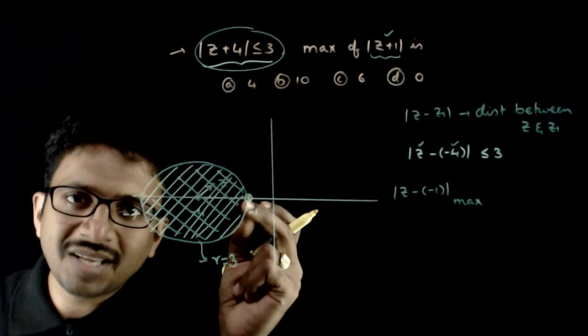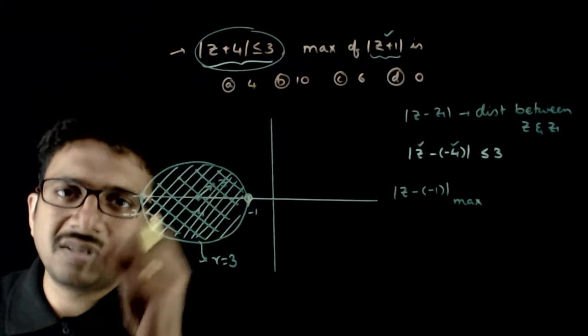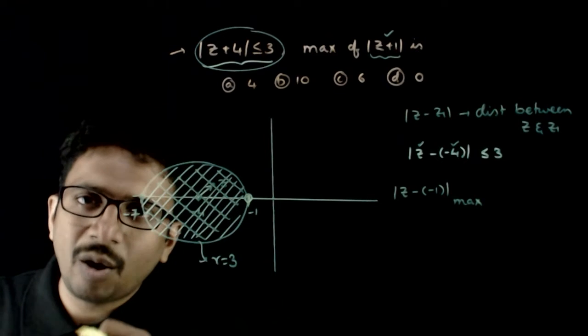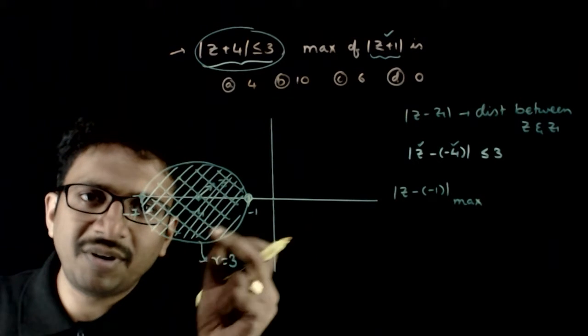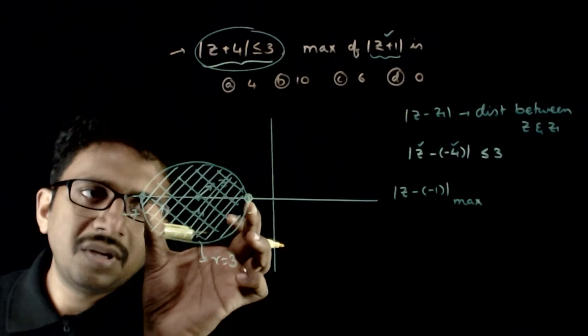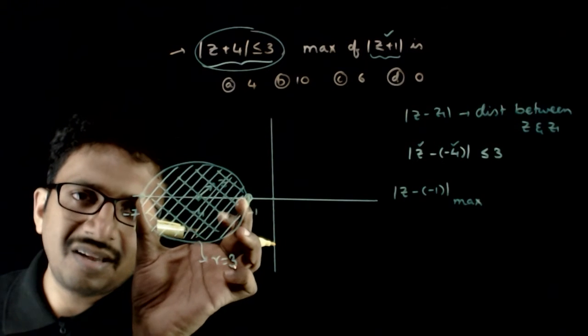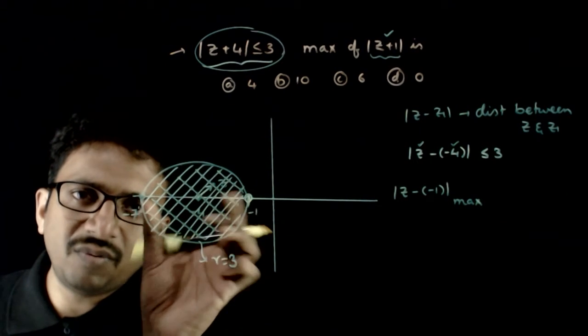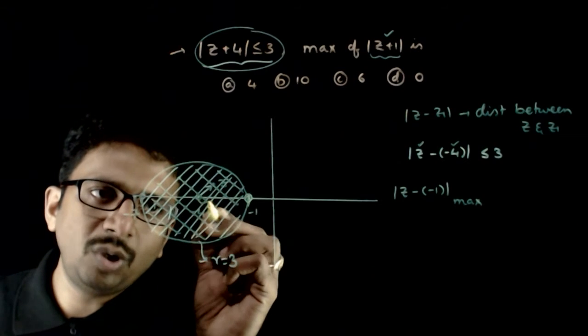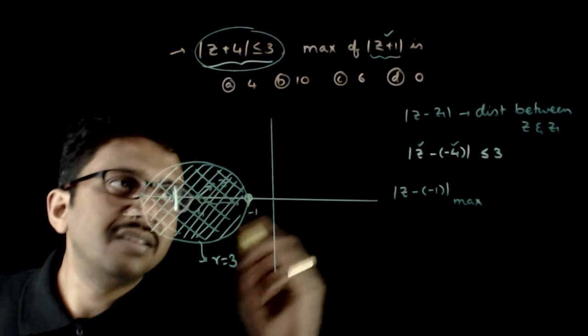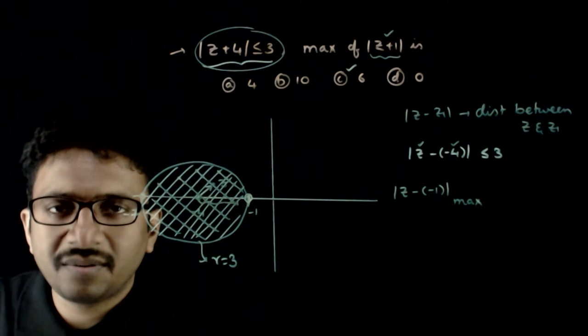So if you take any point on the circle, the point at the maximum distance from this point is the diametrically opposite point. So the distance between them is at a maximum equal to 6 units, that is equal to 2r. r is 3. So option C is the right answer. Thank you.